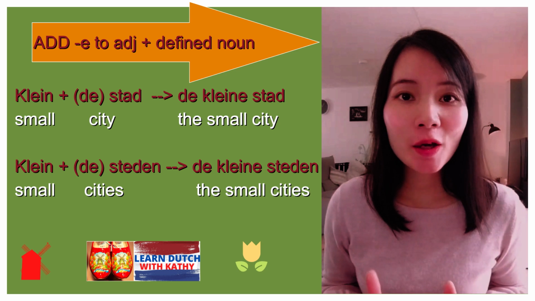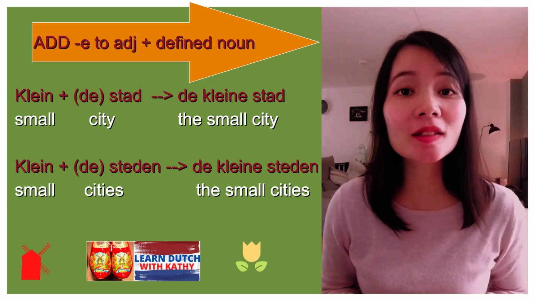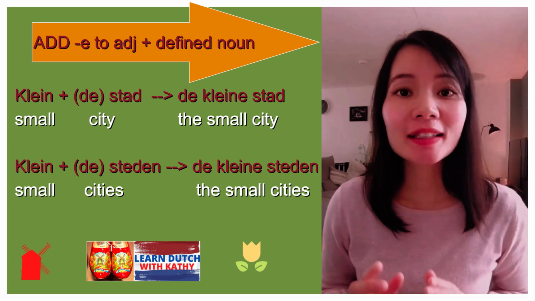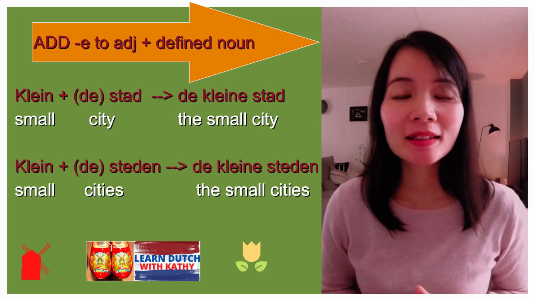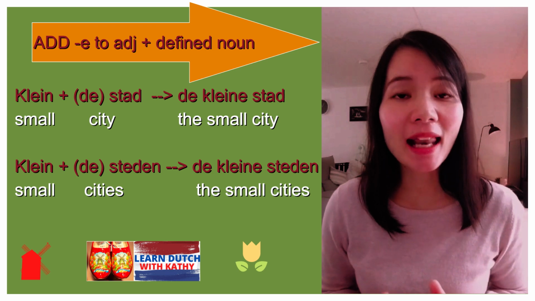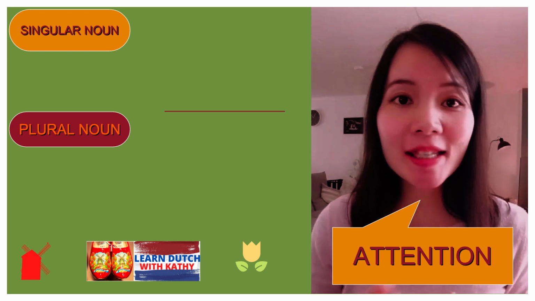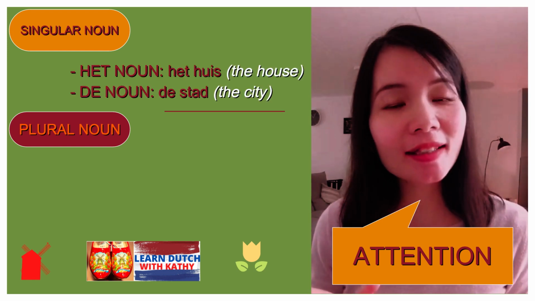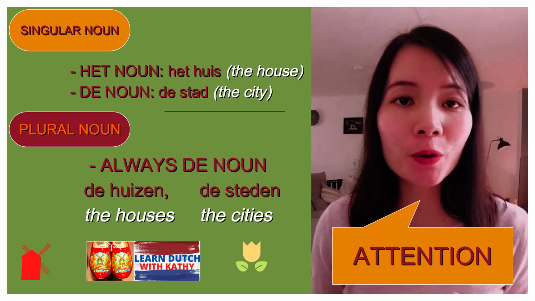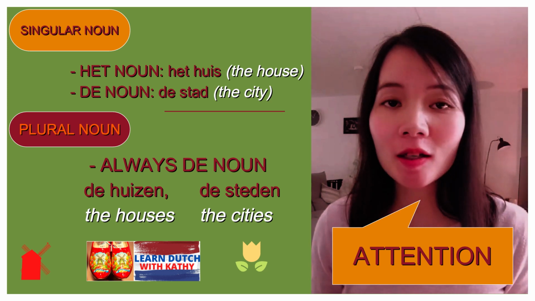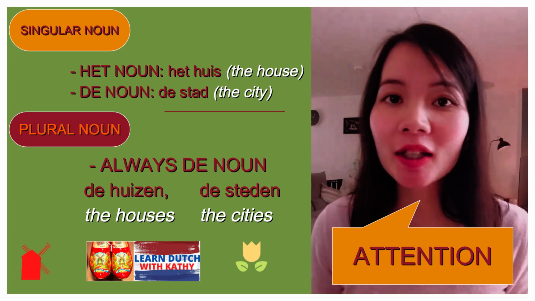It works similar with the adjective klein and the noun de stad. We've got de kleine stad. Klein, de steden, de kleine steden. So one important notice in Dutch, if it's a singular noun, we always have het and de nouns. But if the nouns become plural, for example, the houses, the cities, then all of the articles become de.